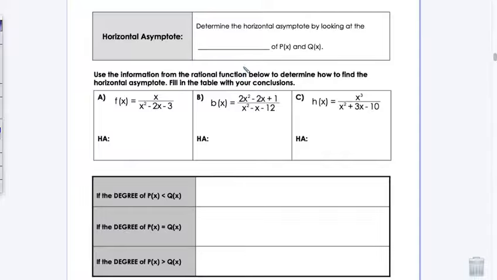You're going to determine the horizontal asymptote by looking at the degree of p of x and q of x. Remember, p of x is your numerator and q of x is your denominator. We're going to look at the degree, which has to do with the highest exponent in each. In here this is 1, and this is x squared, so this is 2. So the degree here is 1, and the degree here is 2.